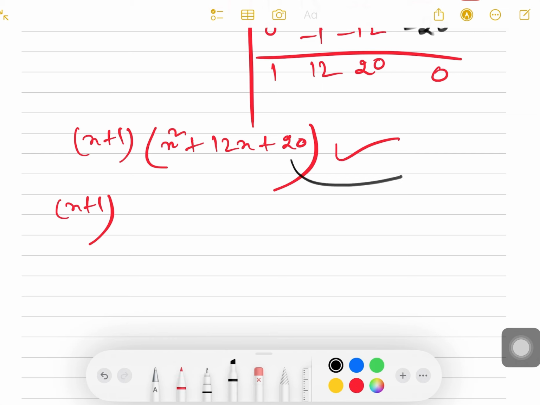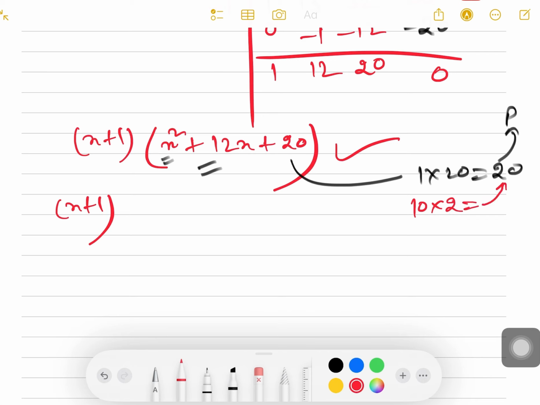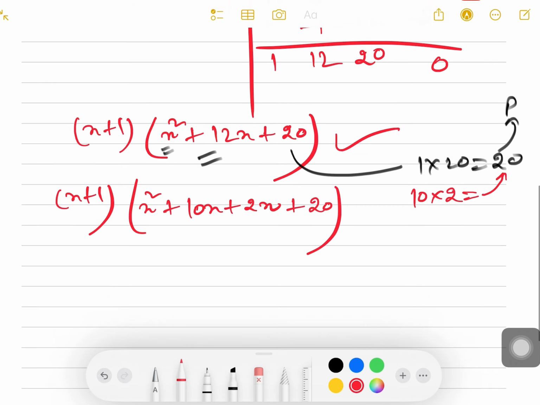How do we use splitting the middle term? The last term is 20 and the coefficient of x square is 1 only, so 1 into 20 gives 20. Now we have to think of two numbers whose product is 20, and whose sum should be positive 12. What are the numbers? 10 into 2 gives 20, and 10 plus 2 gives 12. So instead of 12x I can write 10x plus 2x, which becomes 12x only, plus 20.